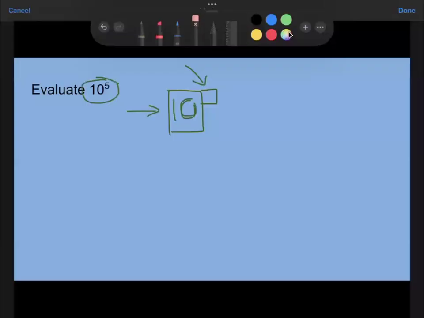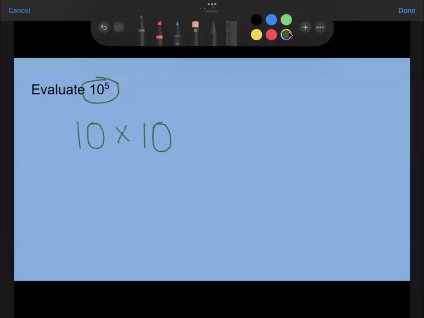So what we're going to do is evaluate it. The term evaluate in math usually means figure out what something is equal to, or how much is it equal to, or what is its value. There's a couple different ways to do this with a power of 10. We can rewrite that power of 10 as a multiplication expression. So that would be 10 times 10 times 10 times 10 times 10.